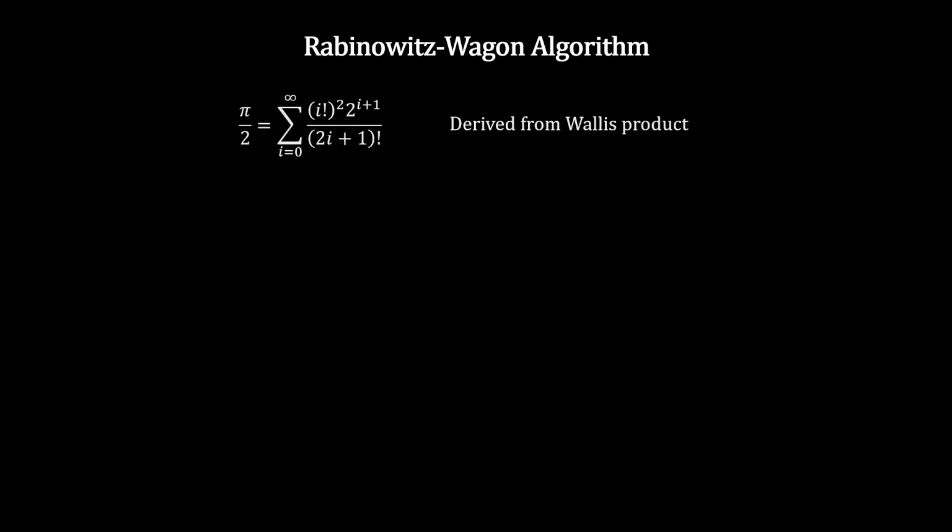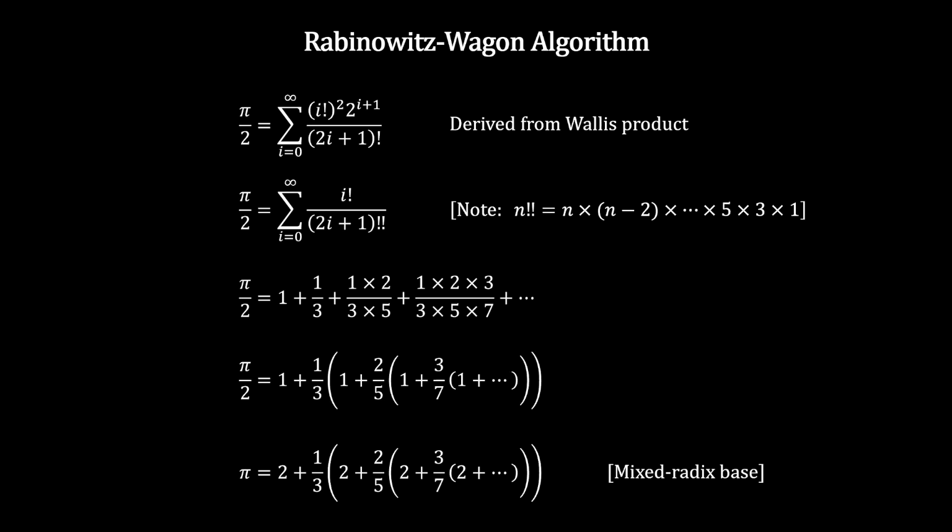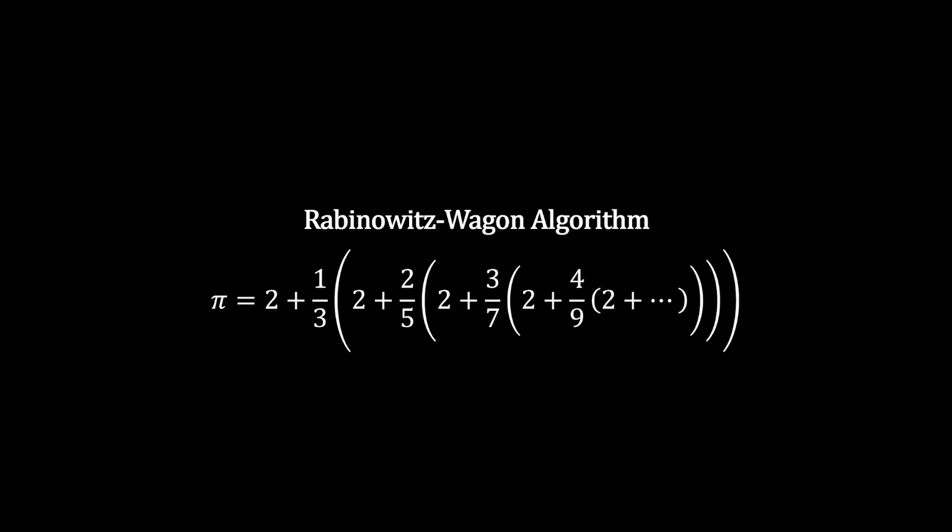Basically, it uses this infinite sum, which equals pi, and converts it into this form, which is something called a mixed radix space. Now, instead of being a random string of numbers, pi can be calculated with just 2's and these fractions which follow a pattern.